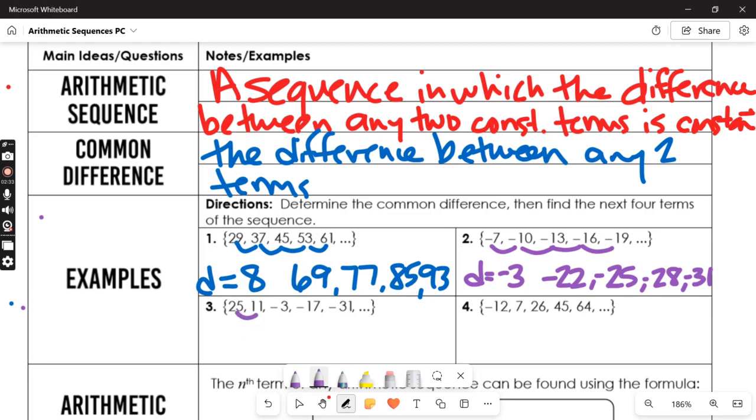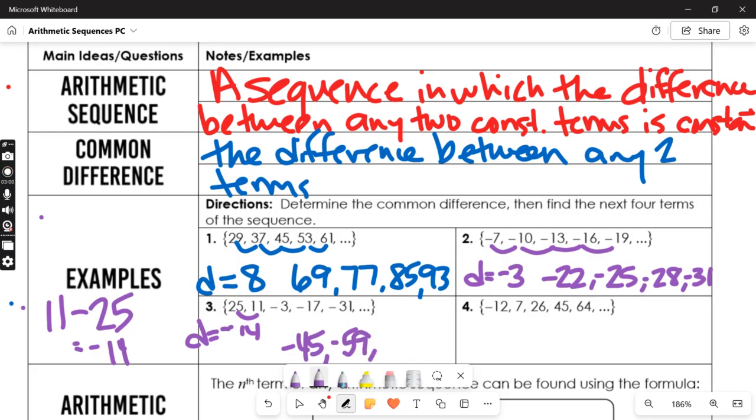25 to 11, that looks like it went down 14. If you're not sure, you can just subtract the second one minus the first one, which is going to give us negative 14. And then notice that pattern continues. So we're going to say d equals negative 14. Okay, and then if I continue, my next term would be negative 45, negative 59, negative 73, and negative 87.